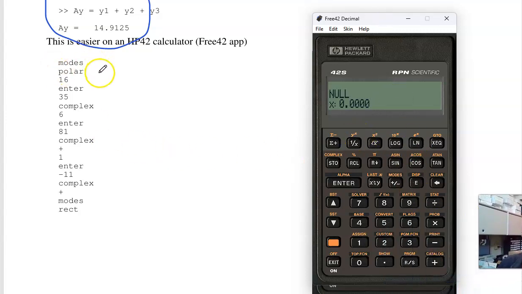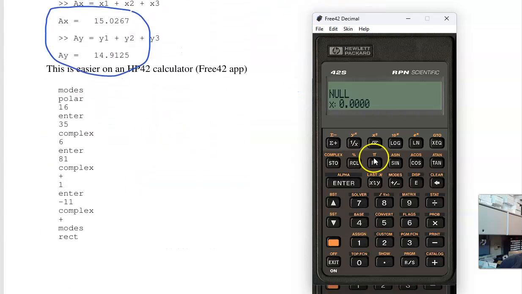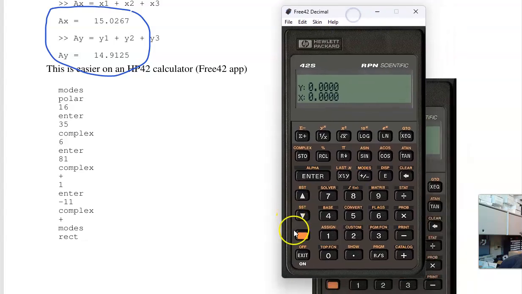To do that, I would input the first one, which is 16 at 35 degrees. So let's go modes, polar. I'll then do 16, enter 35. That puts it on the stack, and then complex. That inputs that number, 16 at 35 degrees. Now take 6, enter 81, complex. 6 at 81 degrees, add the two together.